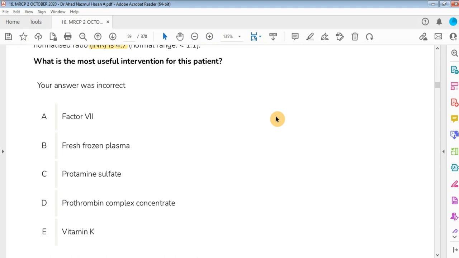What is the most useful intervention for this patient? A. Factor 7, B. FFP, C. Protamine sulfate, D. Prothrombin complex concentrate, E. Vitamin K.